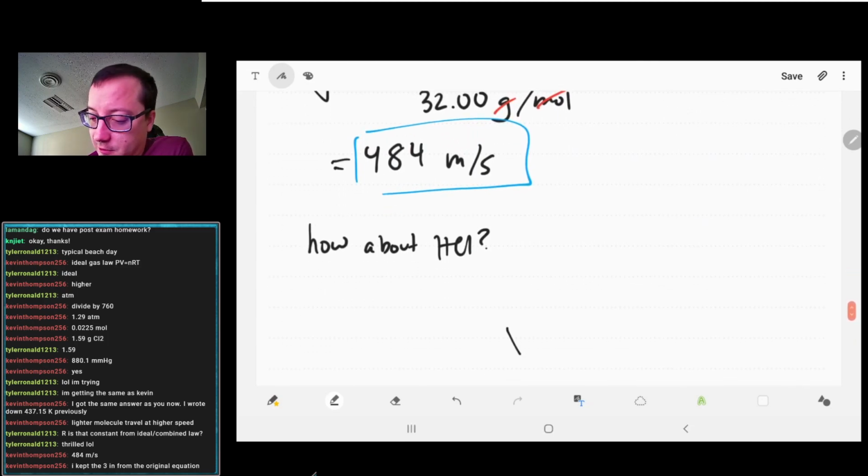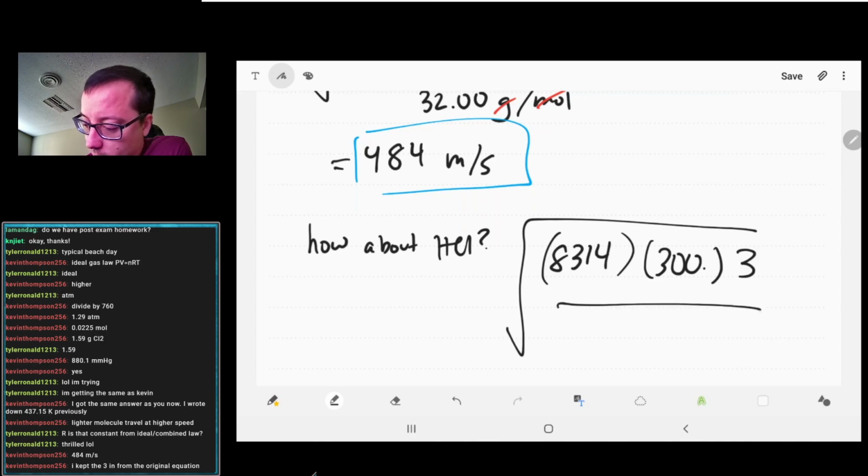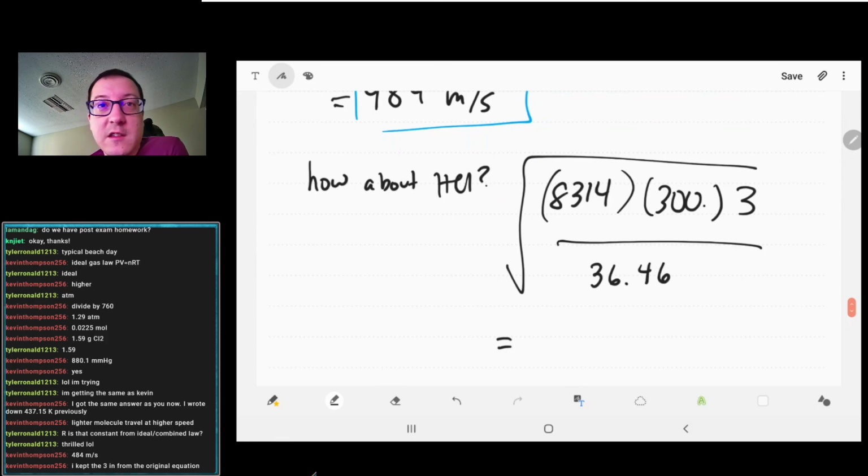Thankfully, we can keep all of this the same. And then we just need to change our molar mass, which for HCl is going to be what, 36.46, I guess. It's easier when we already have this stuff. All right, so I'm just swapping out 32 with 36.46. Doing that, we get 453. Actually, that'll be fine. Meters per second.